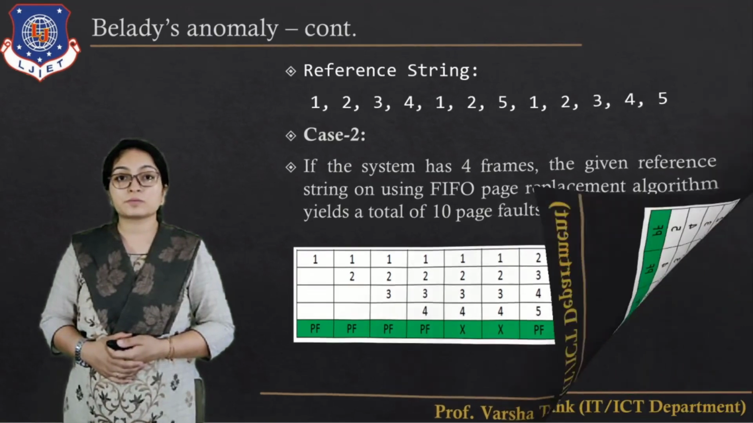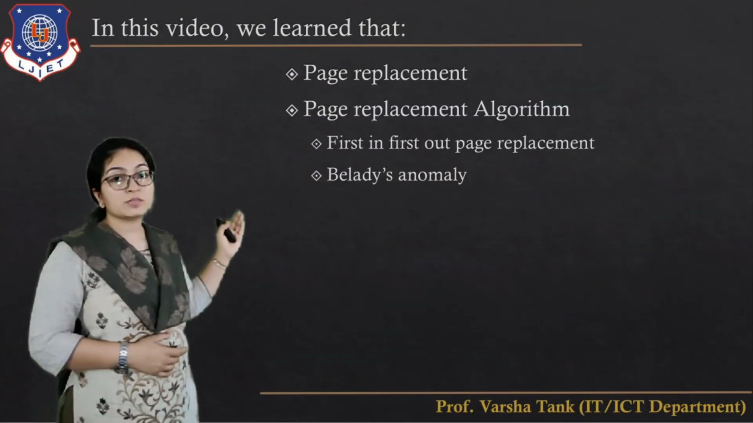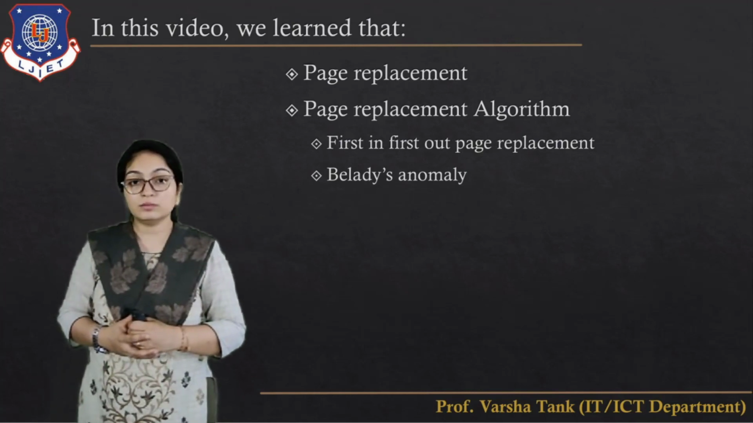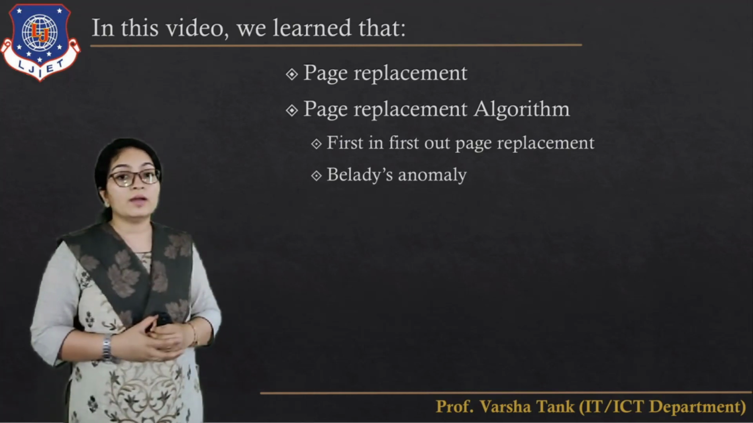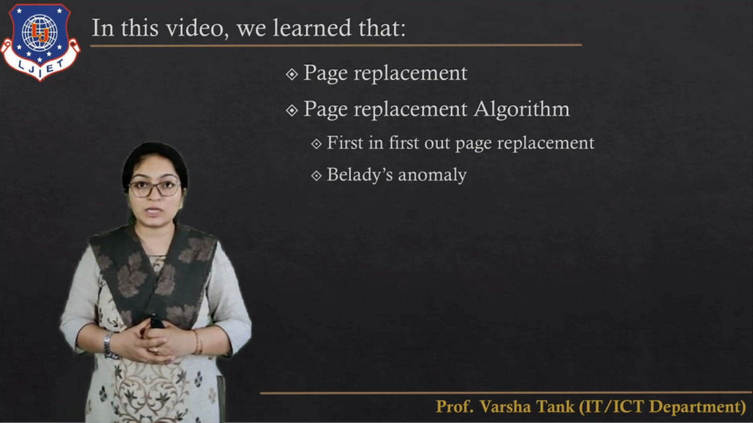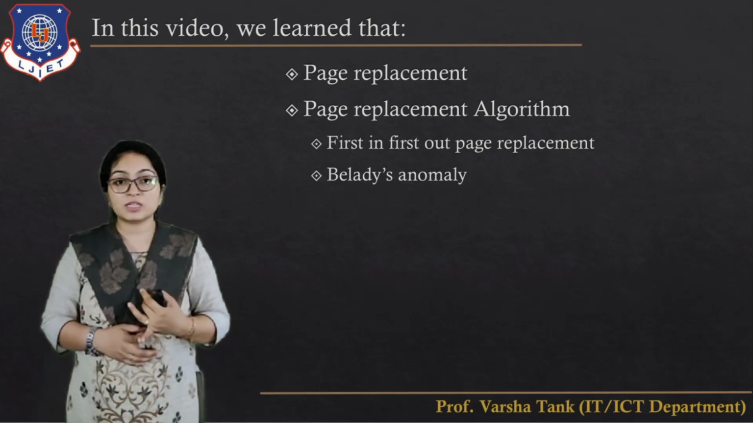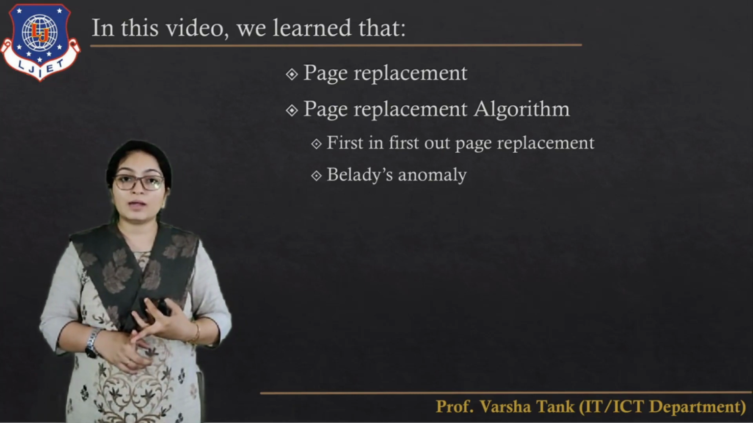Okay, so in this video we have learned about page replacement and why we require page replacement. And what are the steps to replace a page, how we have to select the victim. In that we have seen the page replacement algorithm, that is first in first out, and we have seen Belady's anomaly.